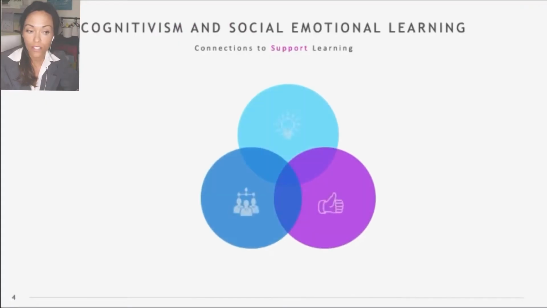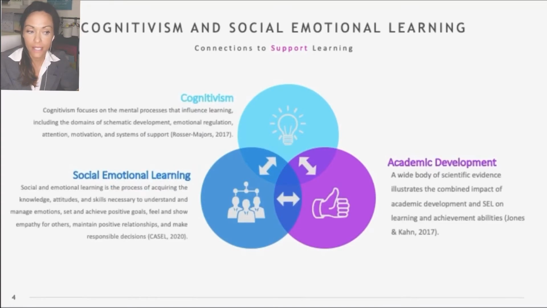While aspects of social and emotional learning have been argued to be separate from academic domains, a wide body of scientific evidence illustrates the combined impact of academic development and social-emotional learning on students' learning and achievement abilities. Incorporating techniques to support students' development of SEL can improve the ability for all students to achieve successful outcomes.